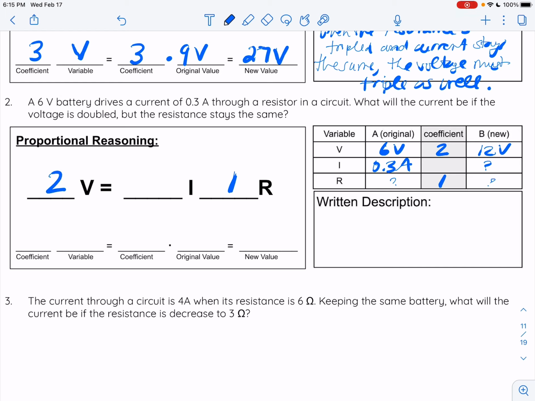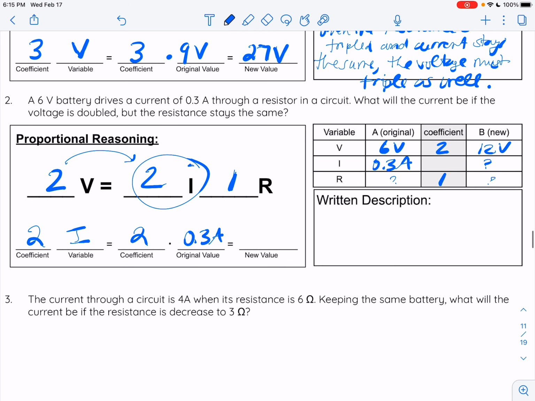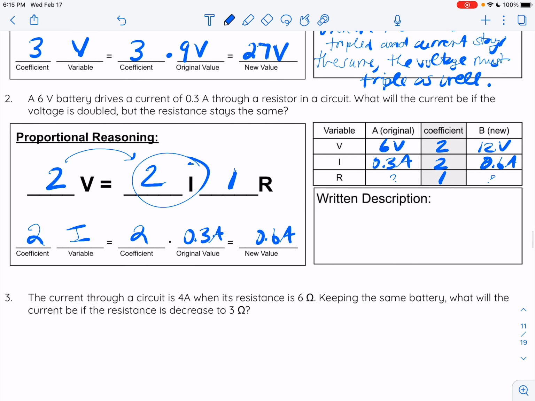So now what's going to happen to my current? I can see that 2 would equal 2 times 1, so that's going to be doubled. So I'd put 2I here, 2 times my original current of 0.3 amps. That's going to get a 2, so that's going to make 0.6 amps.